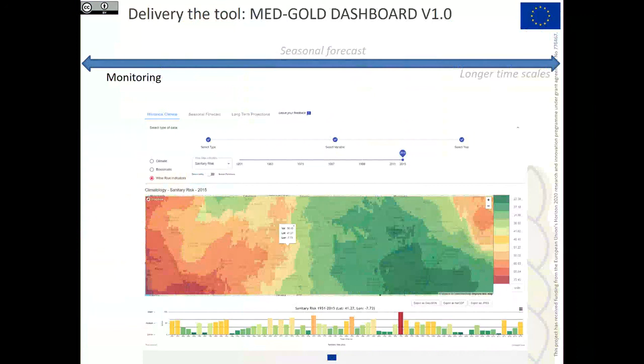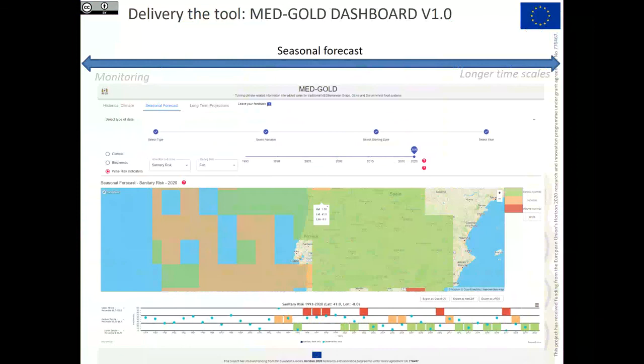This is an example of what they can obtain considering the sanitary risk by using a very high-resolution data set over Portugal, up to 1 kilometer, PTIHRS. And this is the information that they can obtain so far in the present version of the dashboard for the seasonal forecast, with a resolution of 100 kilometers. This is the native resolution of the seasonal forecast that we are using. We are using here System 5 from ECMWF.